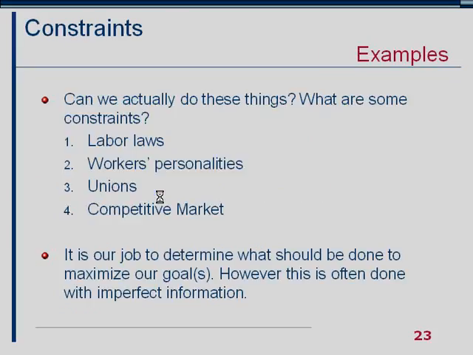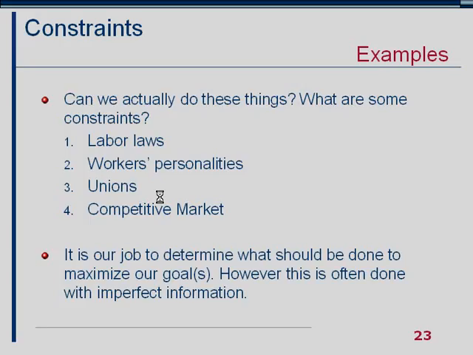Now we're going to discuss constraints. Can we actually do the things that I just mentioned? So what are some constraints? Well, we might have labor laws that actually don't allow us to work someone 100 hours a week and to pay them $3 an hour. Workers' personalities. Maybe someone's working in our organization that simply won't accept this. Unions. Unions are a very powerful force. Things that you have to deal with.